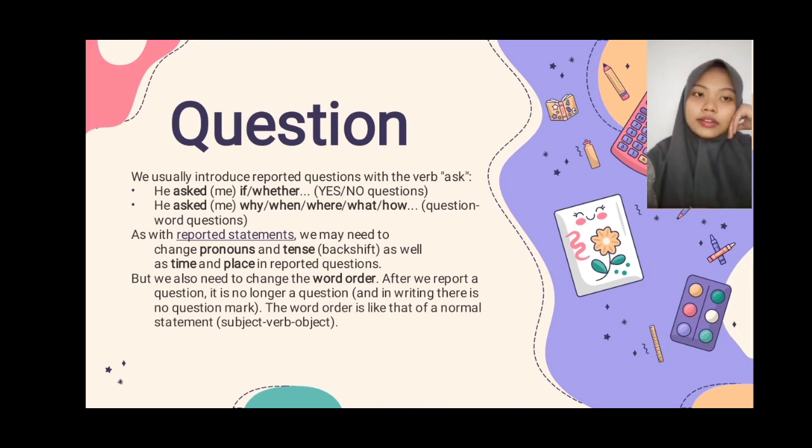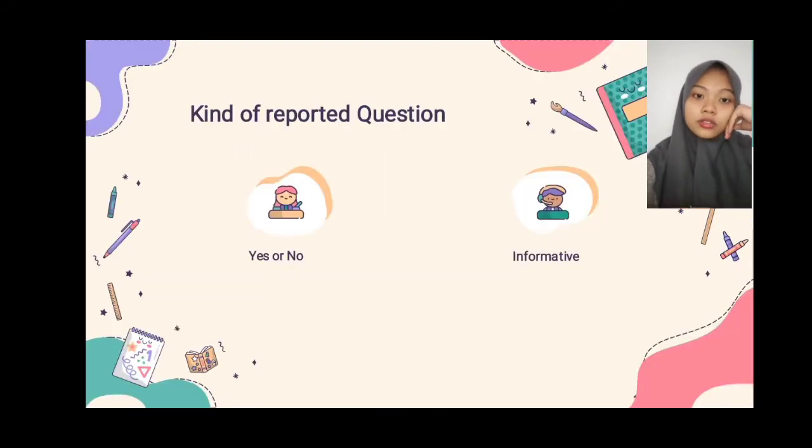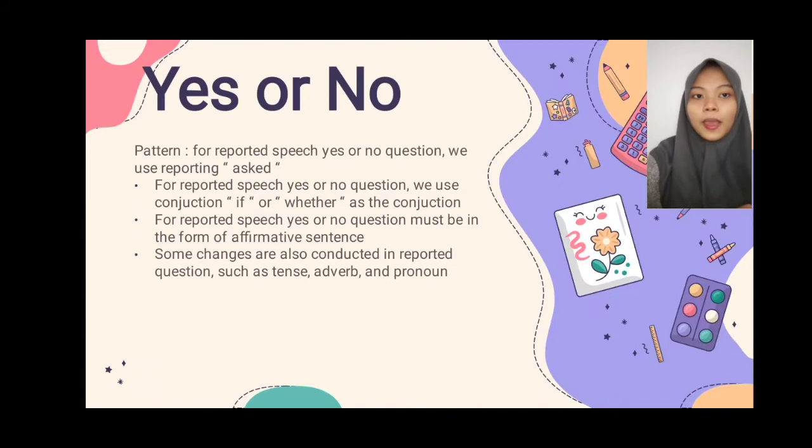The word order is like that of a normal statement: subject, verb, and object. Okay, there are two kinds of reported question. The first is the yes or no question, and the second is the informative question. We can explain them one by one. For the first, there is the yes or no pattern.